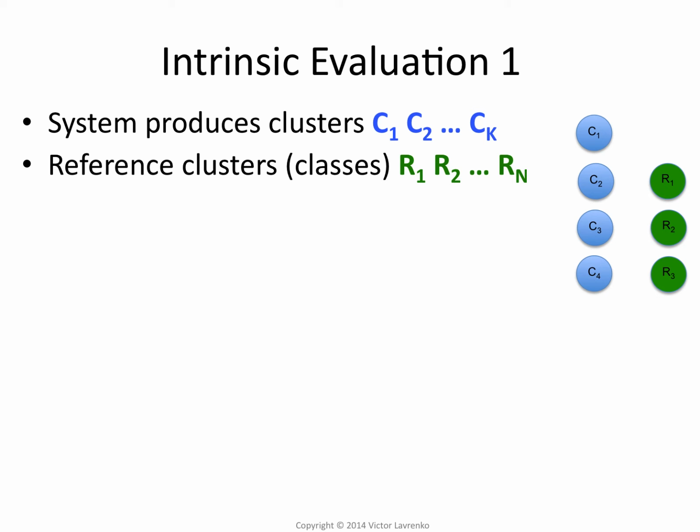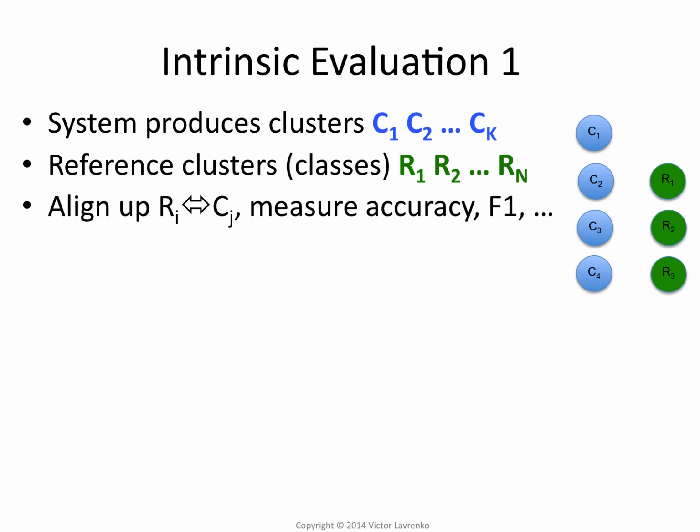And note that the number of clusters that your system is producing and the number of reference clusters doesn't have to be the same. In most situations, they will actually be different. So how can you evaluate if you have a set of reference clusters and a set of system clusters? The basic evaluation works like that. We're gonna pair up the clusters that our system produced with the reference clusters. So introduce some sort of a pairing. And then once we have the pairs, we can do our normal evaluation.